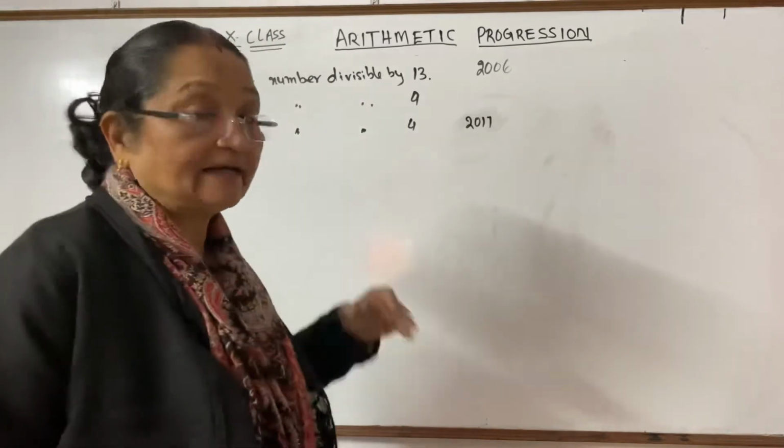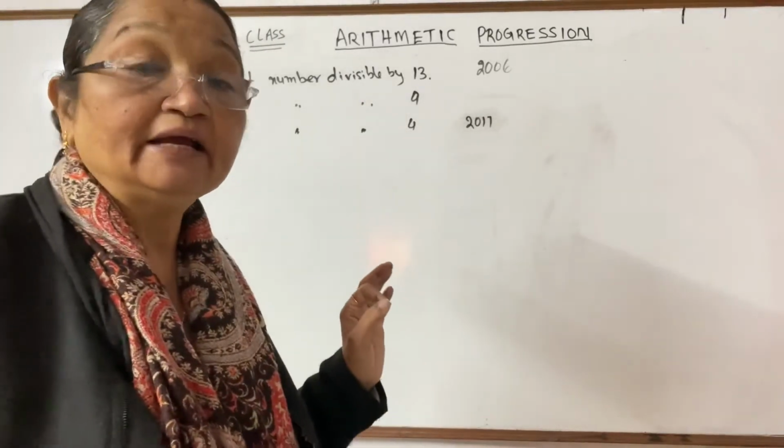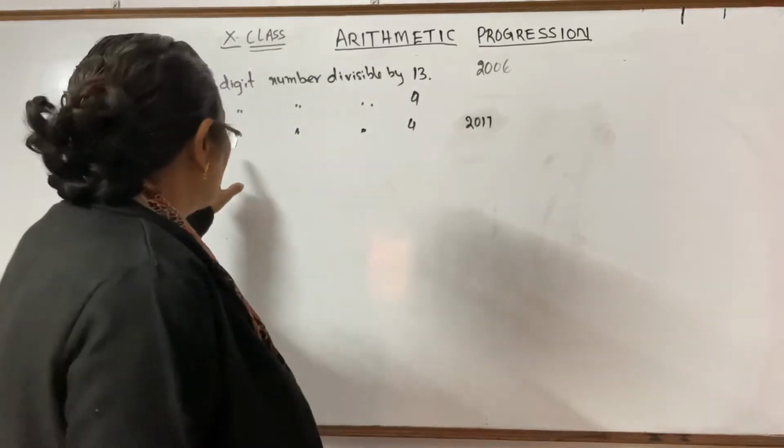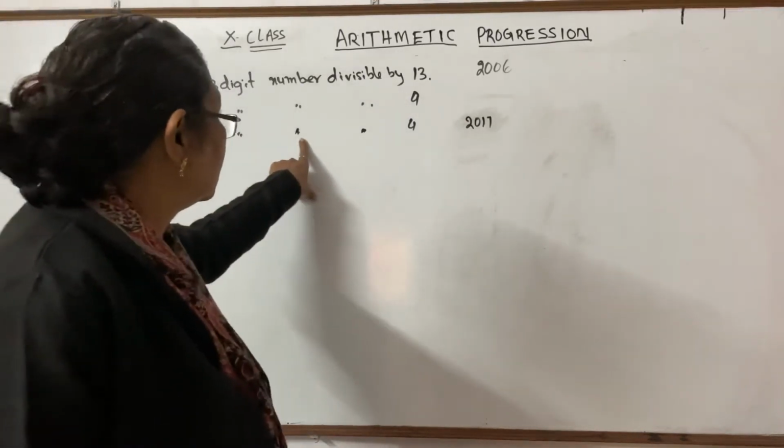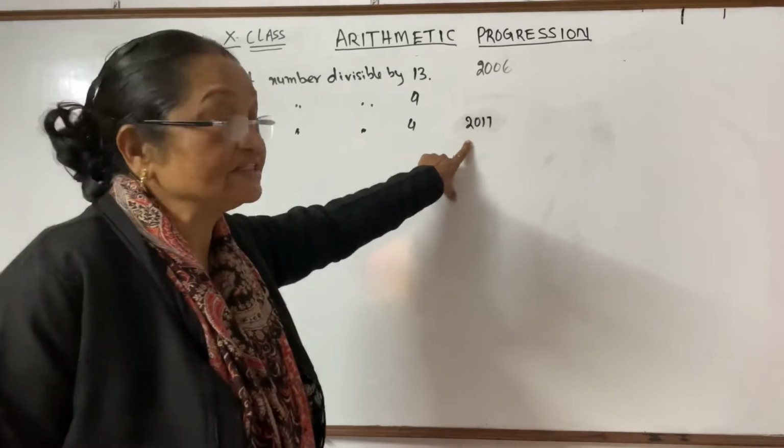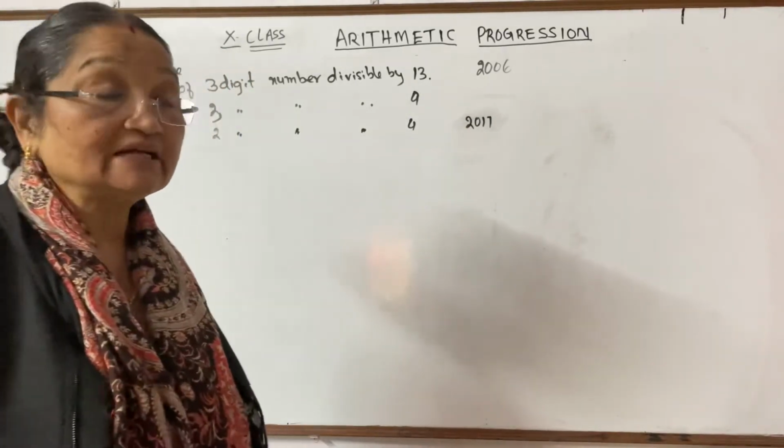Divisible by 9, like that it comes. This is also one of the important questions. Or sometimes they may give: find the sum of 2-digit numbers divisible by 4. This came in 2017.